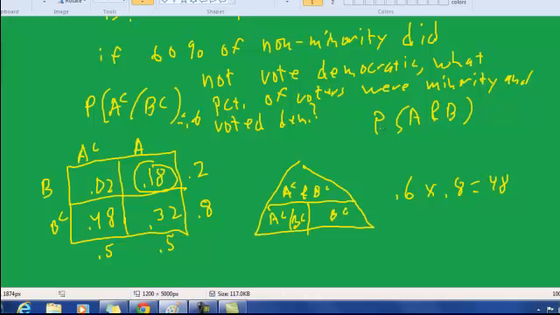So that's how we do the simple math of conditional probability. And next time we'll talk a little bit more about conditional probability in terms of independence and something called Bayes' theorem.